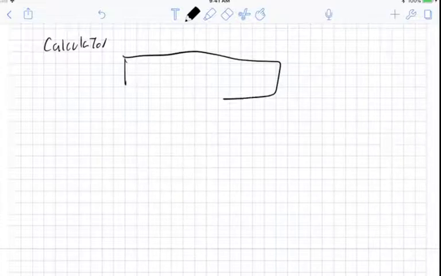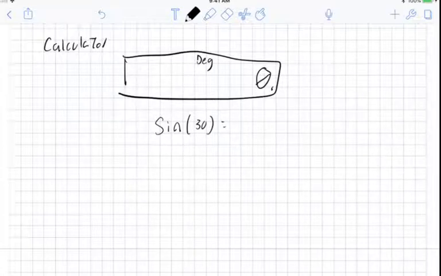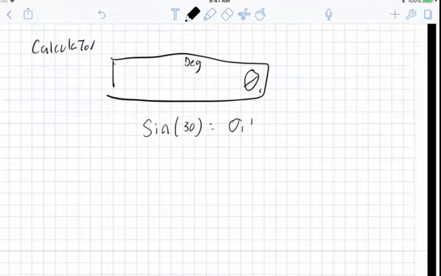Okay. So here's how it goes. On your calculator, take it out. At the top, okay, so here's what mine looks like. 0, and then it says deg. And if it's in deg, that's short for degrees. If I type in sine of 30, I get, hold on, I get 0.5.